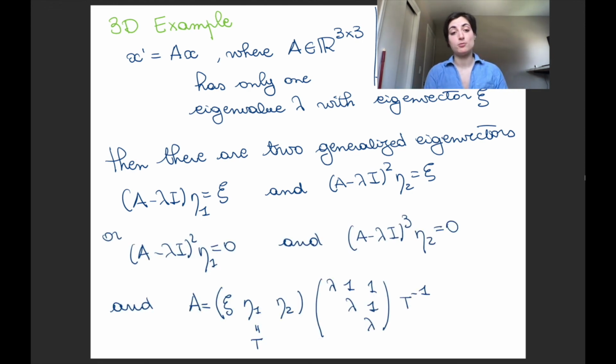Or, as we said before, we can also look at A minus lambda I squared eta 1 equal to 0, and A minus lambda I to the third eta 2 equal to 0. Then we can write T as psi, eta 1, eta 2, and A becomes T times the Jordan matrix times T to the minus 1, where the Jordan matrix has only one Jordan block: lambda, 1, 0, lambda, 1, 0, 0, lambda.